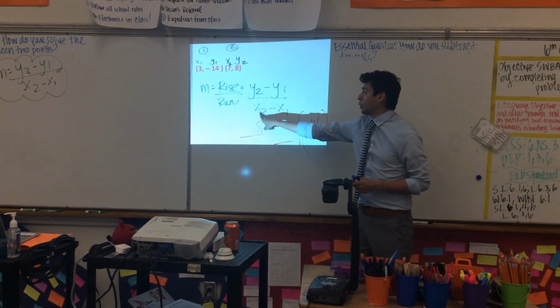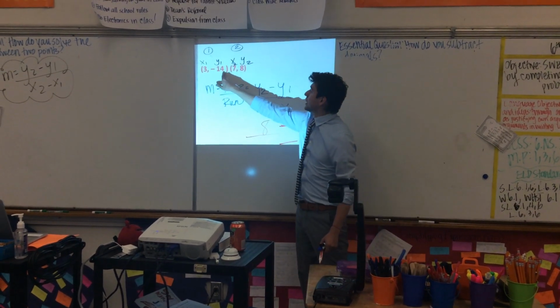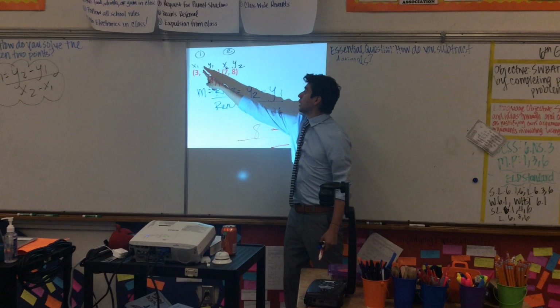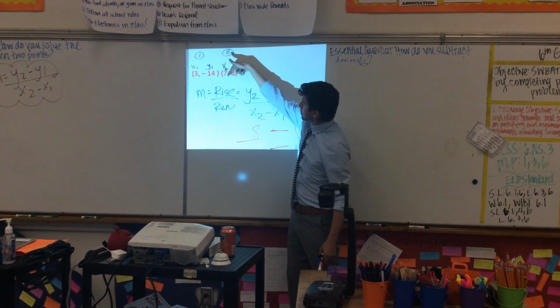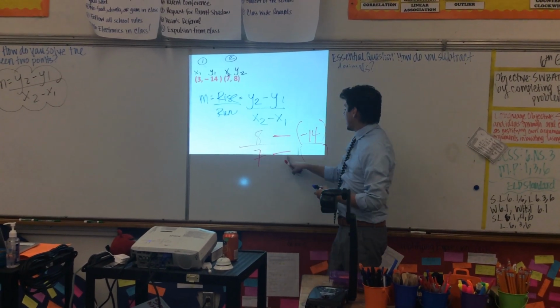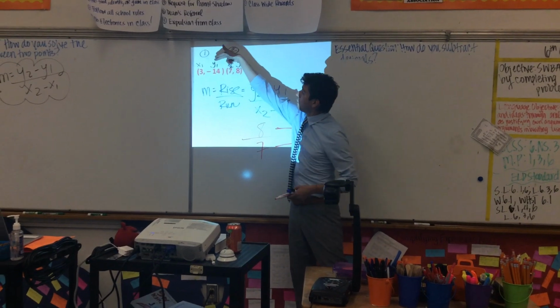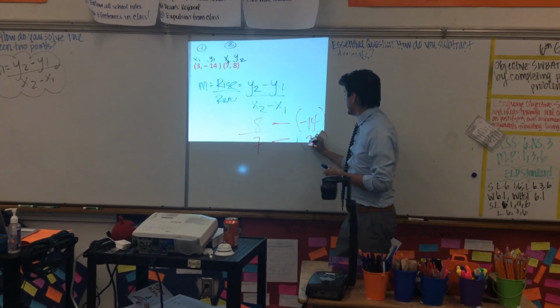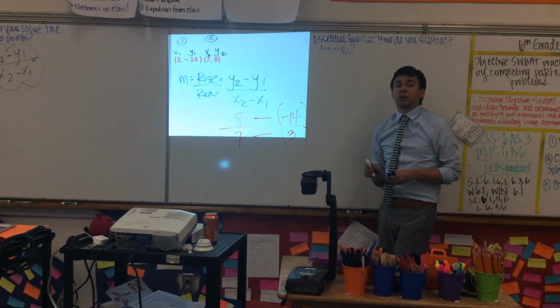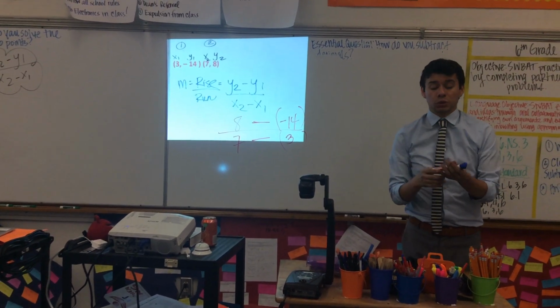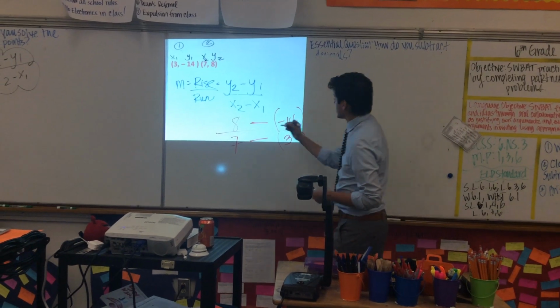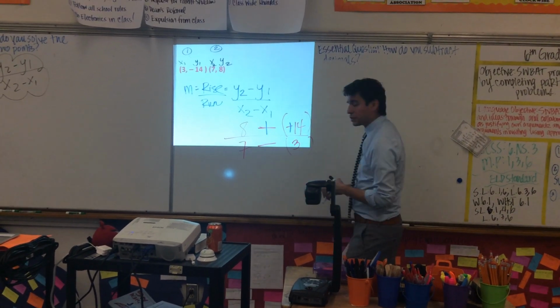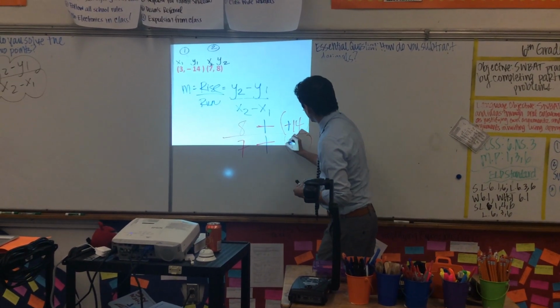Okay? The formula wants x2. Which number right here is x2? That one's x2. So it's 7 minus x1. Which one of these is your x1 here? That one. That's 3. There's your setup. Now, if you're subtracting, you have to do same, change, change. Same, change, change.